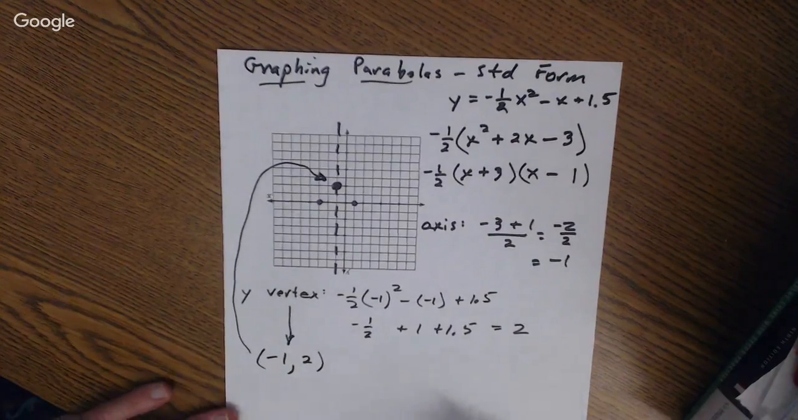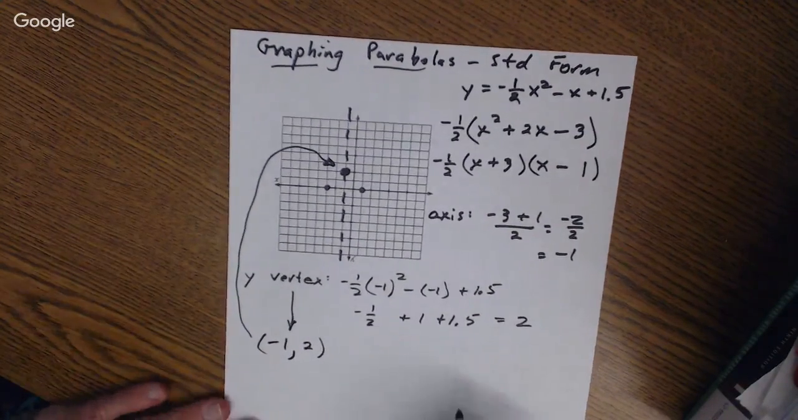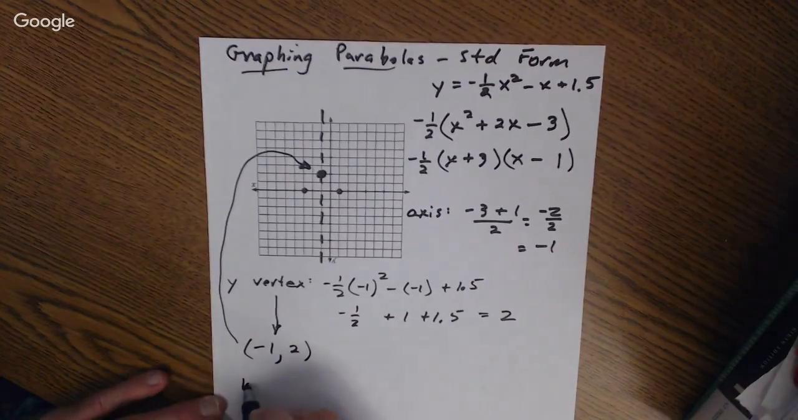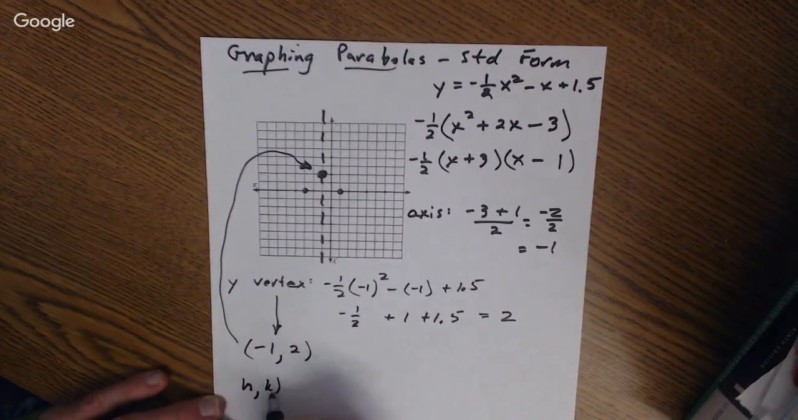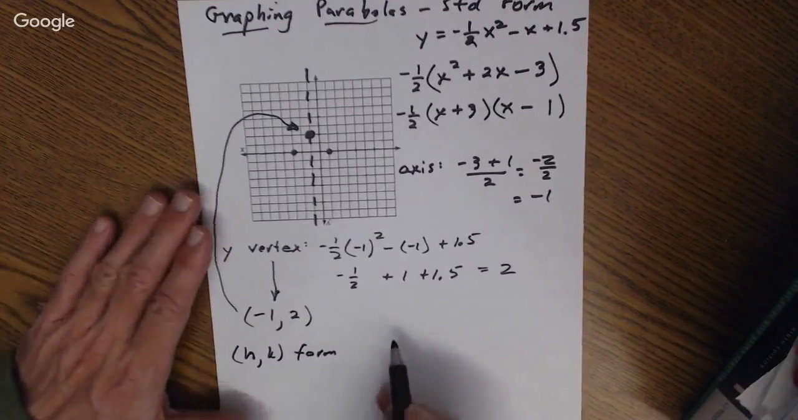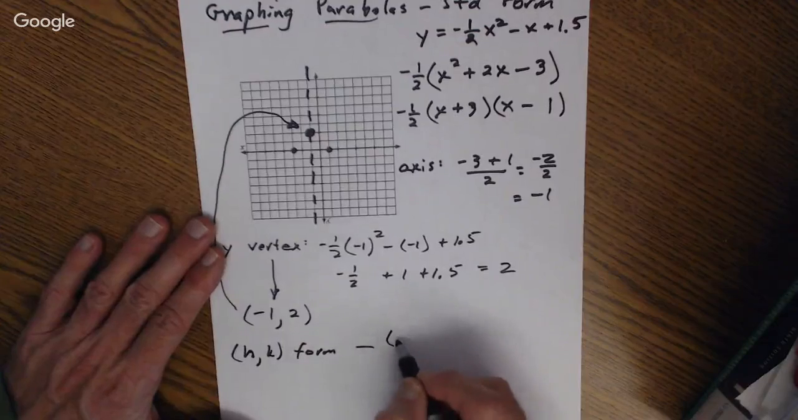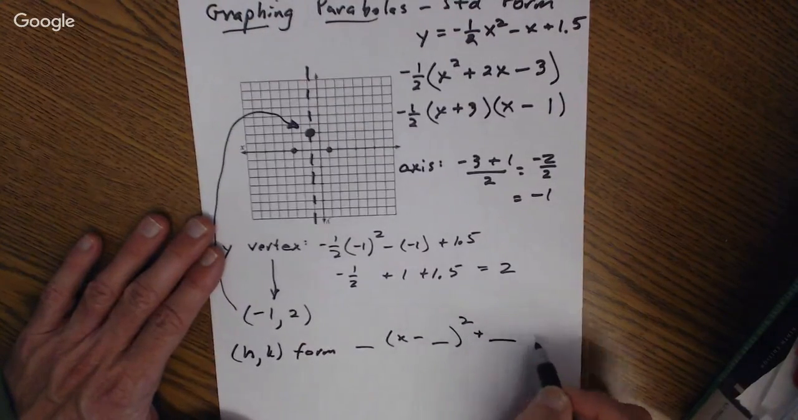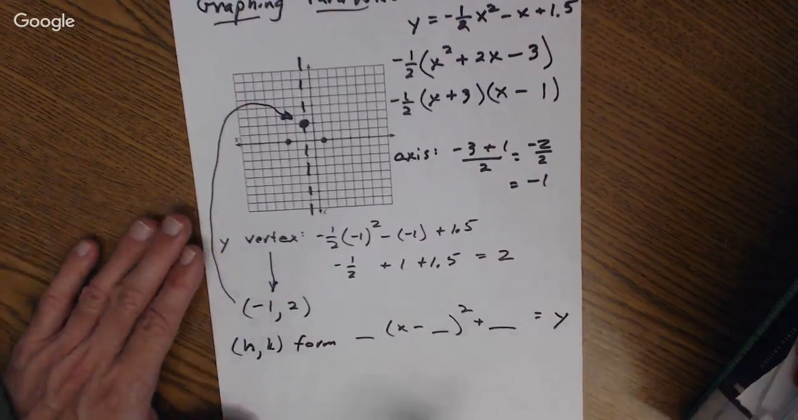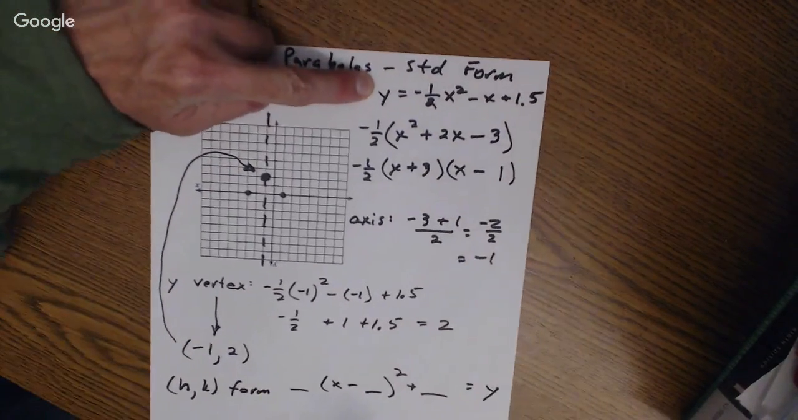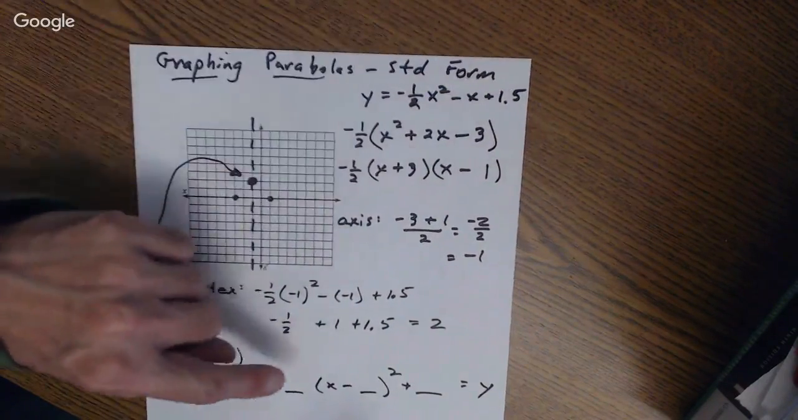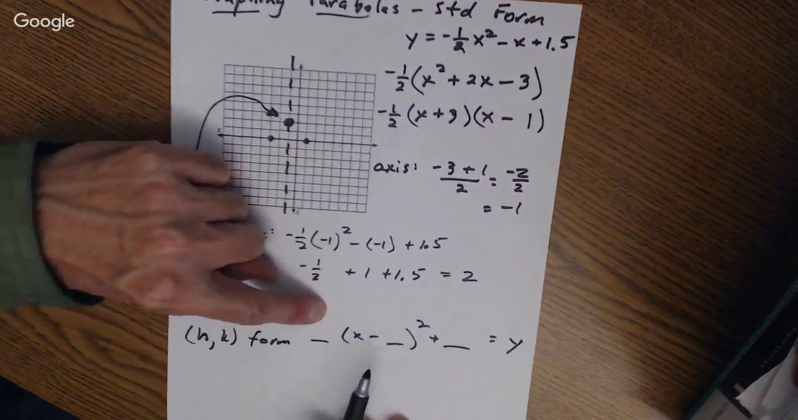And now we can put it in HK form, in plotting form. So HK form is going to be something like this: blank times x minus blank squared plus blank, and that's going to equal y. So take our parabola that used to be in this form, negative a half x squared minus x plus 1.5, and we put it in HK form, which makes it easy to plot.